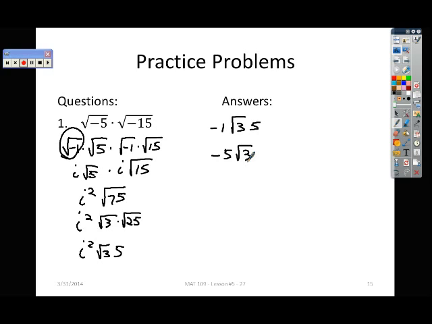Don't make the mistake of saying, oh, square root times square root, that means multiply the minus 5 times the minus 15 and get square root of plus 75. That's going to give you the wrong answer. That's why I say your first step needs to be to take out the i.